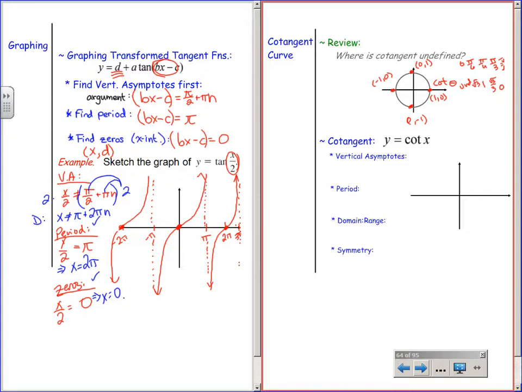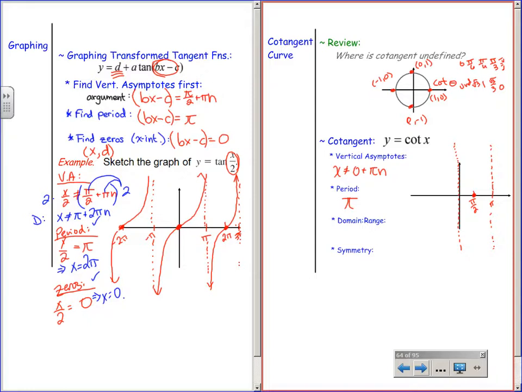Long story short, cotangent is going to have a vertical asymptote where tangent had a 0. Cotangent is going to have a 0 where tangent had a vertical asymptote. Everything is switched. But the nice thing is they both have periods of pi. They both last for the same distance. Everything switches. So the vertical asymptotes are going to be at x cannot equal 0 plus pi n.